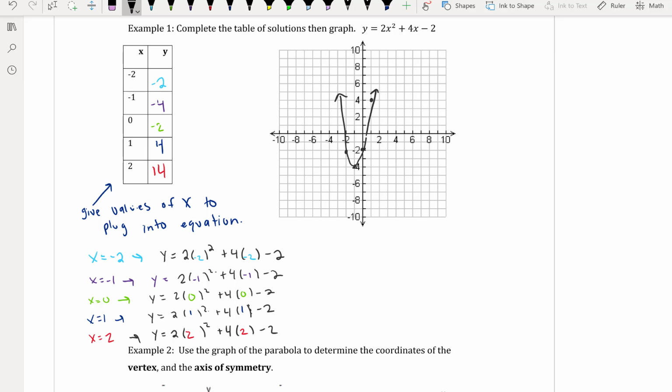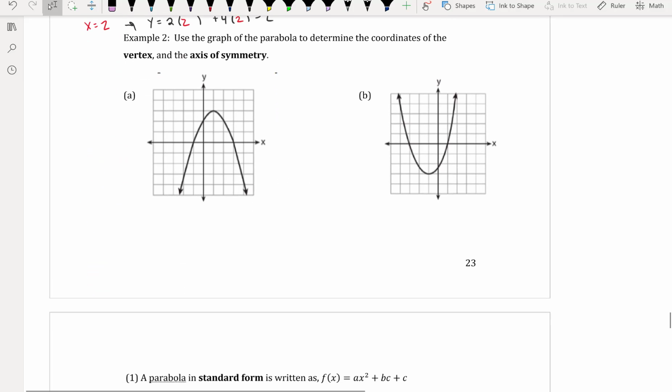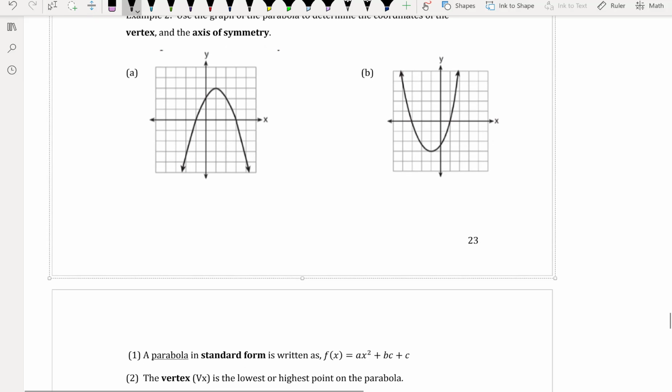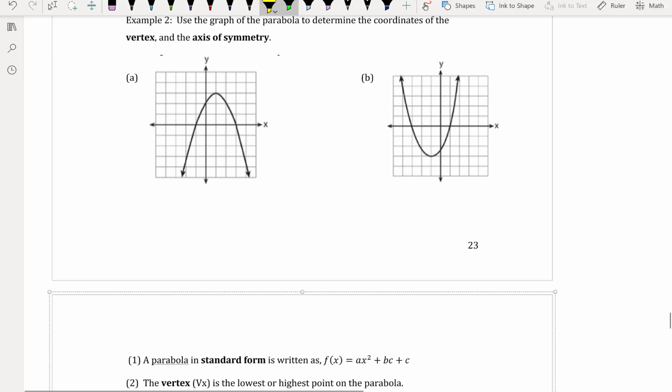Okay. All right. Now, down below, for example number 2, it says use the graph of the parabola to determine the coordinates of the vertex and the axis of symmetry. So here, we're not really doing any algebra, we're just making sure that we are able to understand our vocabulary, okay? We want to make sure we know what the vertex is.